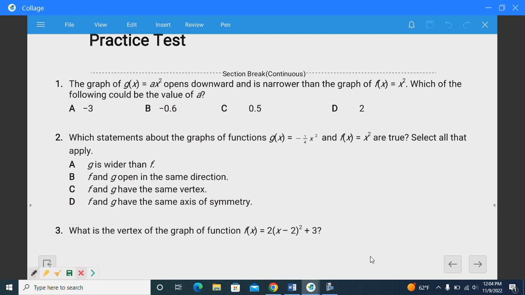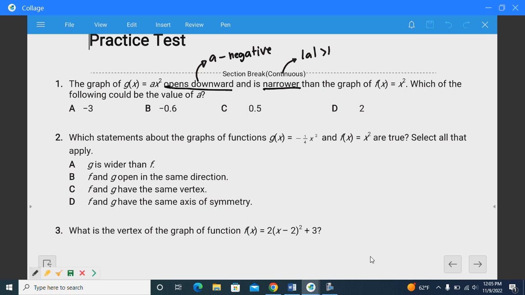Okay. So first we have number one, the graph of g of x is equal to ax squared opens downward. So if it's opening downward, that would give our a as negative, and it is narrower. That means if the absolute value of a is greater than 1, it is narrower. So which of the following could be the value of a? Our a should be negative and its absolute value greater than 1.